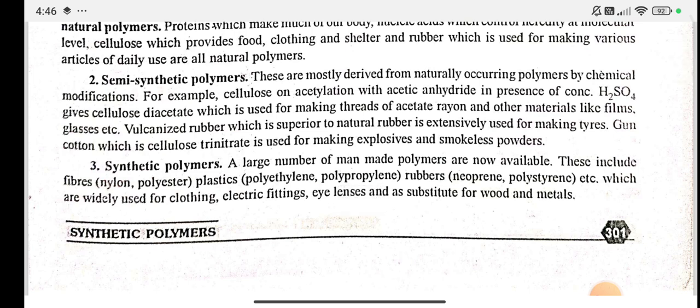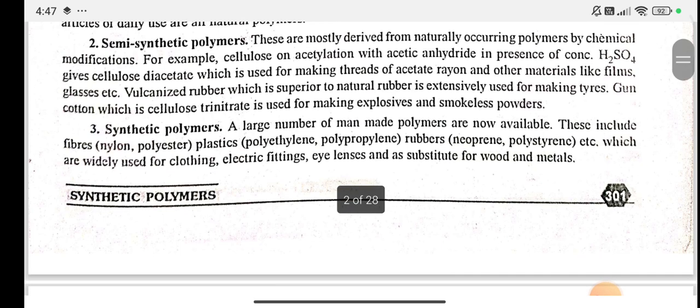Semi-synthetic polymers are mostly derived from naturally occurring polymers by chemical modifications. For example, cellulose on acetylation with acetic anhydride in presence of concentrated H2SO4 gives cellulose diacetate, which is used for making threads of acetate rayon and other materials like film, glasses, etc. Vulcanized rubber, which is superior to natural rubber, is extensively used for making tires. Gun cotton, which is cellulose trinitrate, is used for making explosives and smokeless powder.